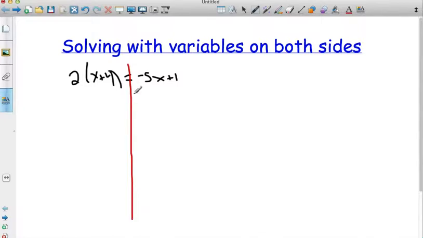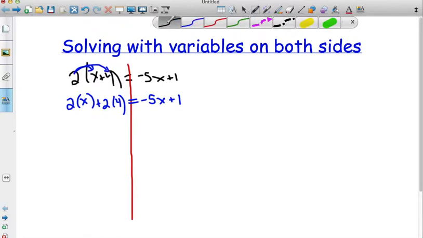Next up, after drawing the wall, when you solve any problem, we want to make sure we follow order of operations. And in this case, we always start with getting rid of the parentheses. In the previous lesson, we learned about the distributive property, so I'm going to distribute this 2 across to the x, so I have 2 times x, and then a 2 times 4. On the right side, nothing has changed, so I just need to drop it down. Negative 5x plus 1.